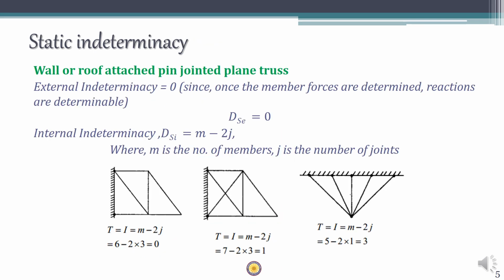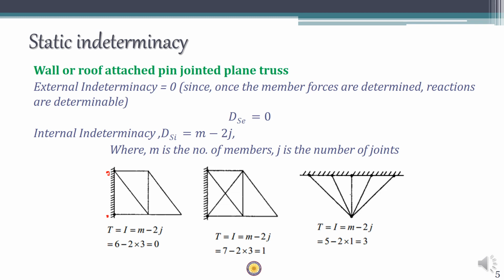Now let's see some special trusses which are called wall or roof attached pin joint trusses. The speciality of these trusses is that there is no support. These are directly attached to walls, and there is no support mechanism at the wall. As you can see in this case, the members are directly originating from the wall only. We don't have any supports here, whether it is a roller or a hinge, anything.